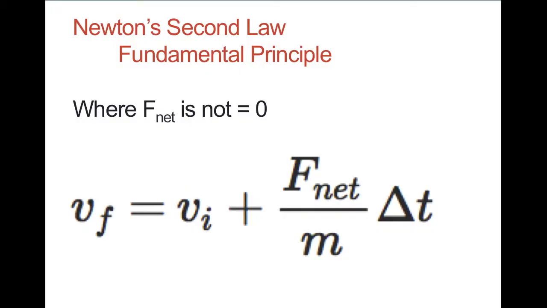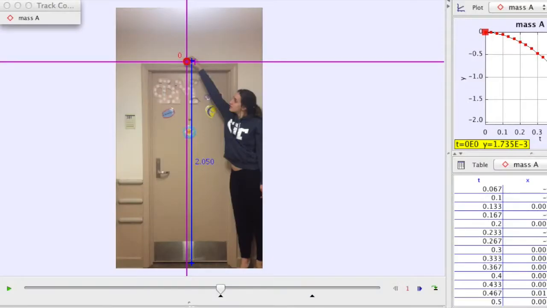In this lab, we are also going to apply as a fundamental principle Newton's second law, which states that the final velocity is equal to the initial velocity plus the force acting on the system times the change in time divided by the mass of the object. In this experiment, however, there will be a net force acting on the system, in this case on the apple.